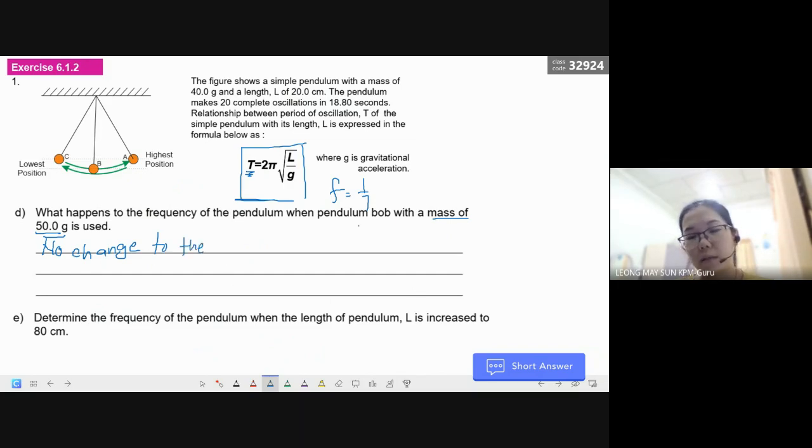Because I know this is a 2-mark question, and I didn't screenshot the markings over there, I need to explain the reason. The reason is because mass does not affect the frequency of the pendulum.